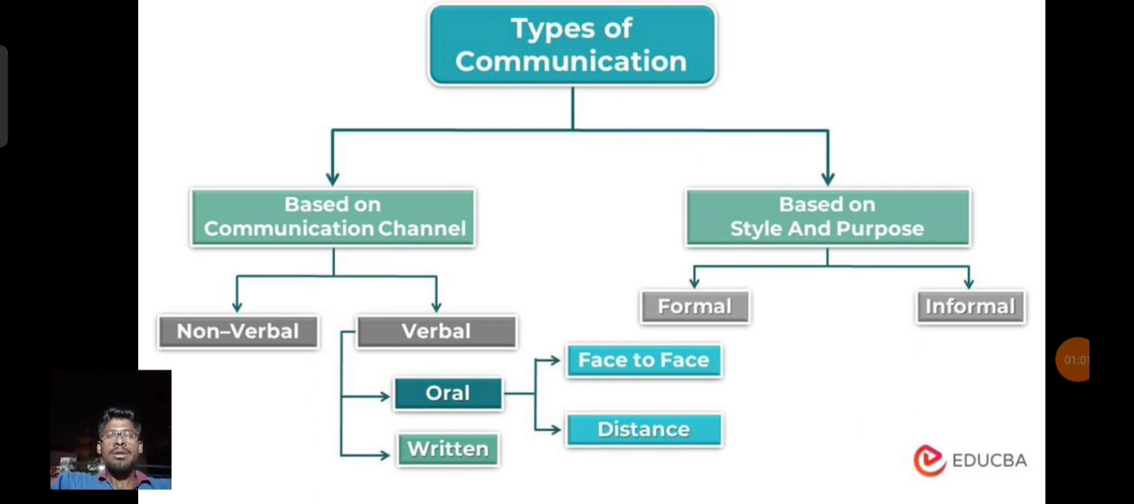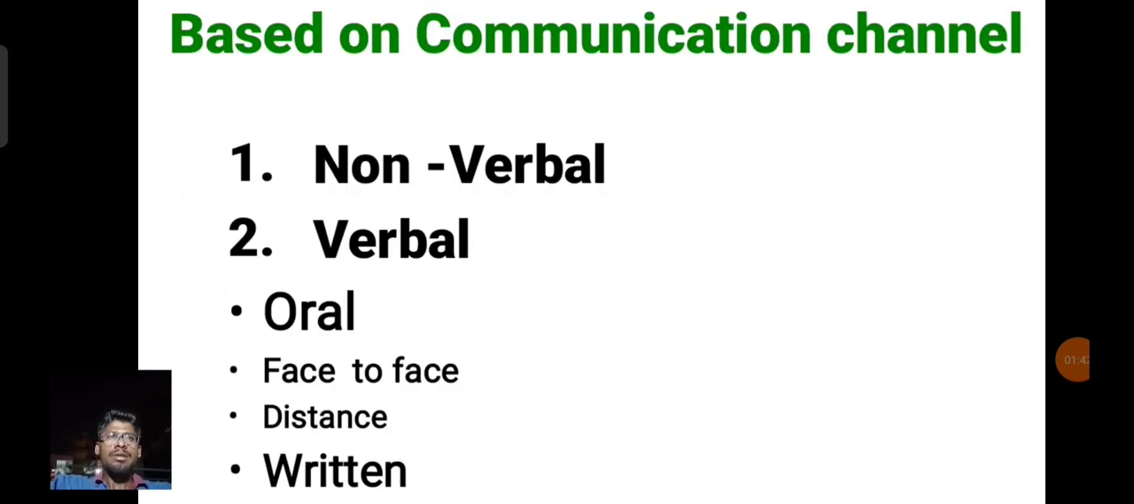Types of communication, or classifications of communication. Communication is classified based on communication channel, and based on style and purpose. Based on communication channel, it is classified into non-verbal communication and verbal communication. Verbal communication is classified into oral communication and written communication. Oral communication is classified into face-to-face communication and distance communication. Based on style and purpose, communication is classified into formal communication and informal communication. Let's move on to the classification based on communication channel. Non-verbal, verbal, oral, face-to-face, distance, and written communications are based on communication channels.